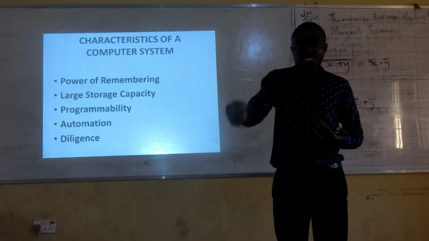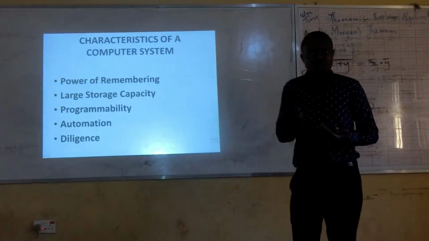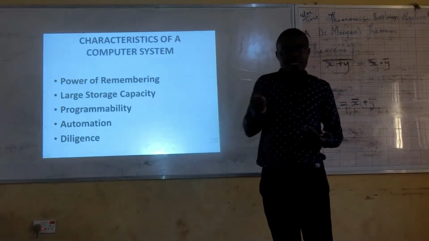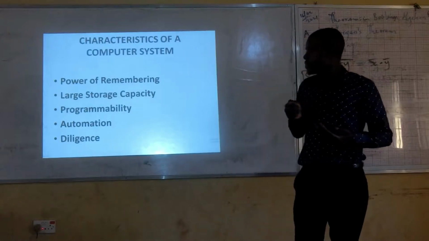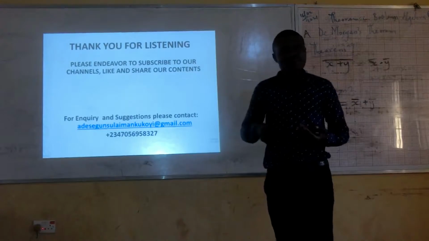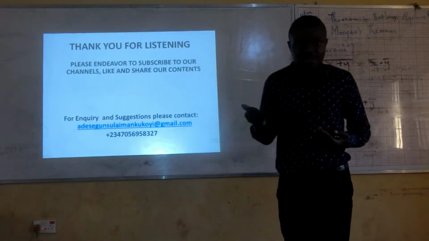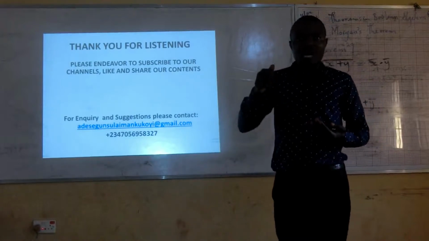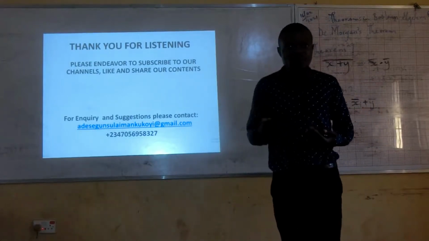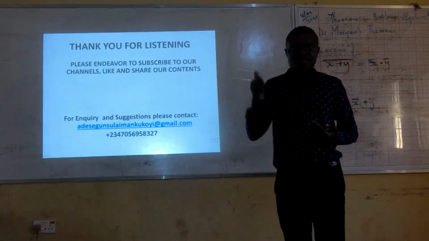Automation. Computer can work without supervision, without human intervention. Once an instruction is given to the computer, it will do it without further intervention. Diligence. Computer is diligent in the sense that it doesn't get tired. It can work for as many times as possible. It can even perform repetitive tasks.